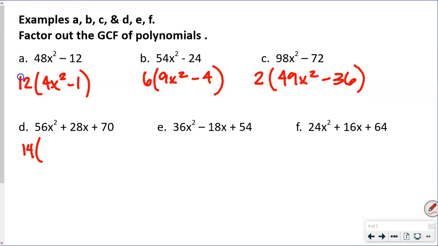So when I divide 56 by 14, I get 4x squared. When I divide 28, I get 2x. When I divide 70, I get 5. So again, that's me factoring out my GCF. Now let's look at E.